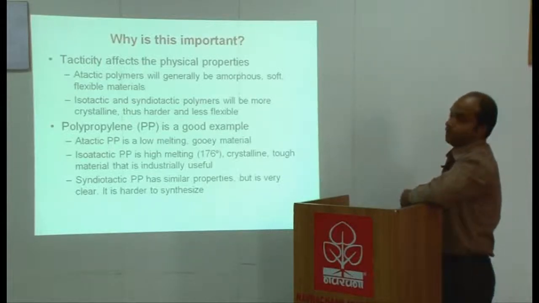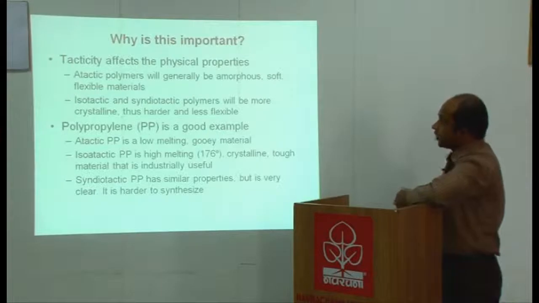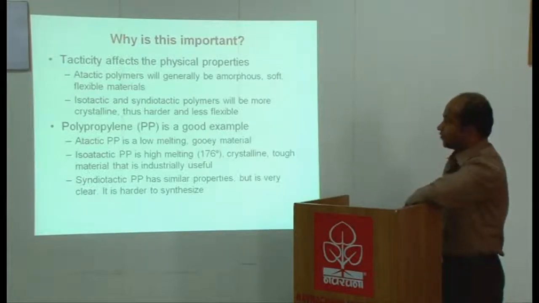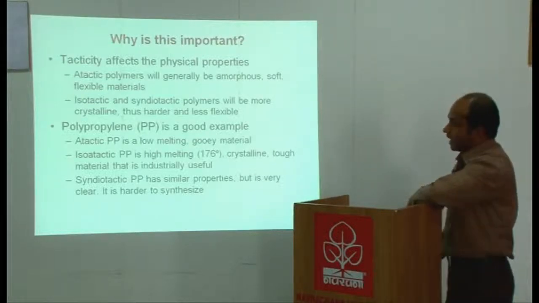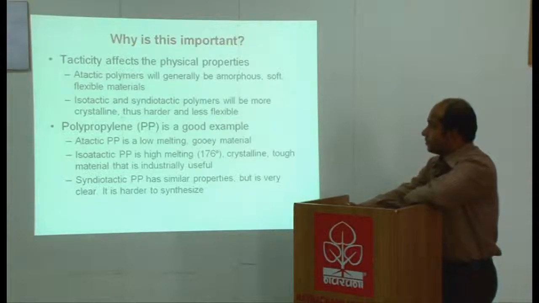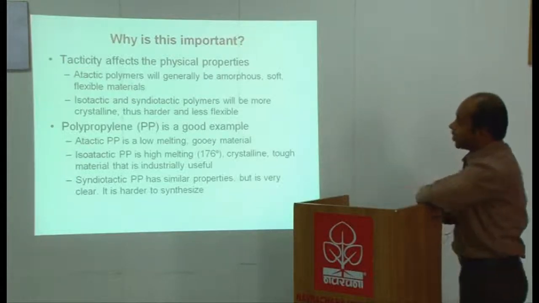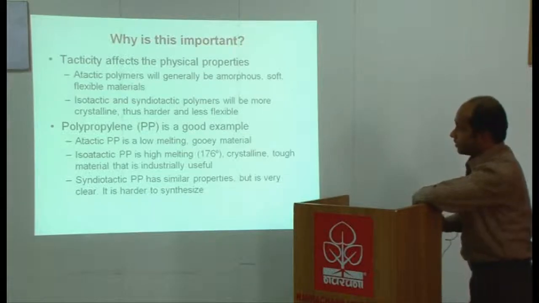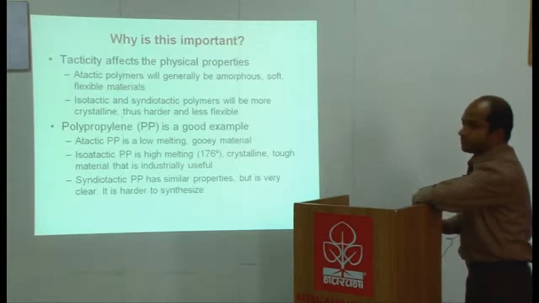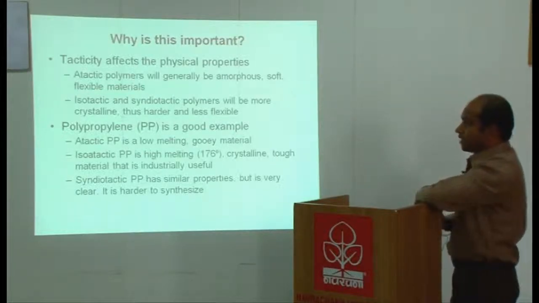So depending on our need, we may go for an atactic polymer if we want a polymer which is more flexible. But if you want very high density polymers, where the polymers should be harder, sturdier and less flexible, isotactic and syndiotactic polymers would be preferred. So for example, polypropylene is an important example of this type of microstructure taking care of various physical properties.